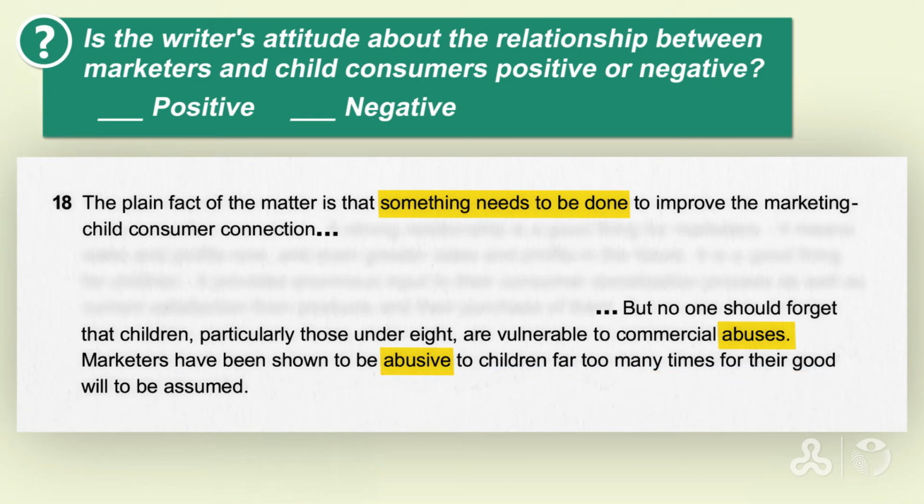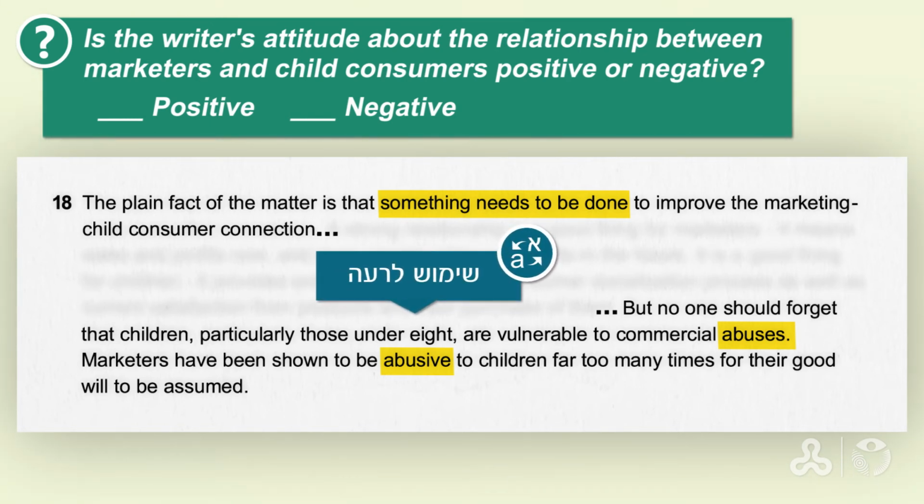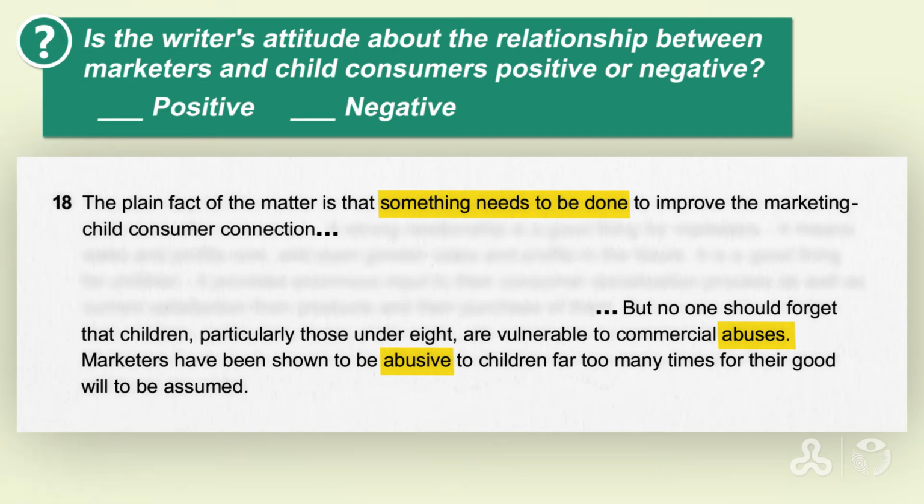So again, you should notice the words abuses, abusive, okay? פה הכוונה ב-abuse ו-abusive זה לא התעללות, אלא שימוש לרעה. So the writer is warning us that marketers, okay, can be abusive towards children in the fact that they maybe use their power in a negative way. Okay? So from this, we can assume that the writer's attitude is negative.